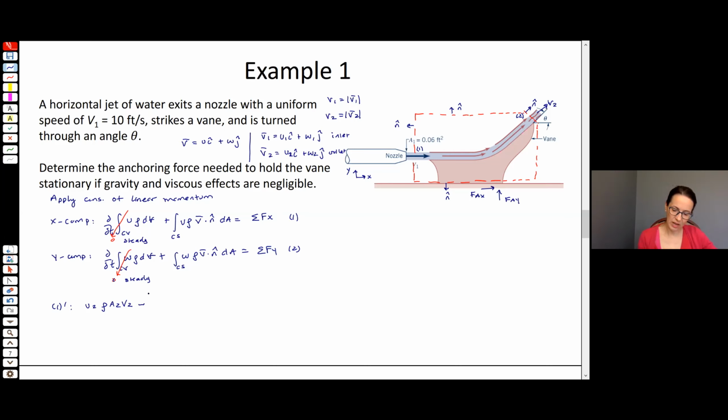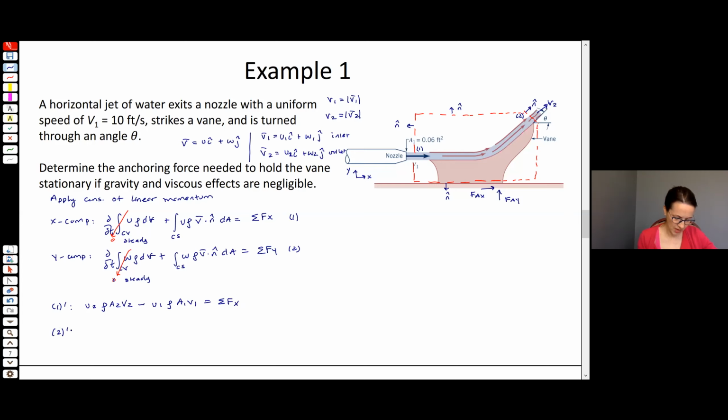However, in the x direction, when we look at the flow of linear momentum through the entrance, here we have a velocity vector pointing in and unit normal pointing out. So we get this minus sign, okay? We get minus u1 rho A1 V1 equals the sum of the forces in the x direction.